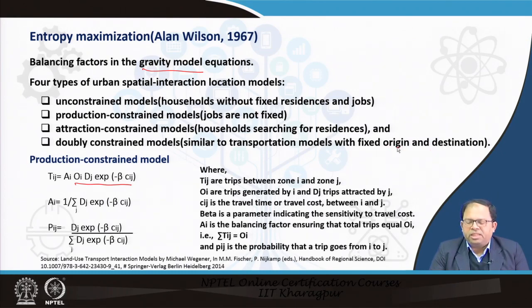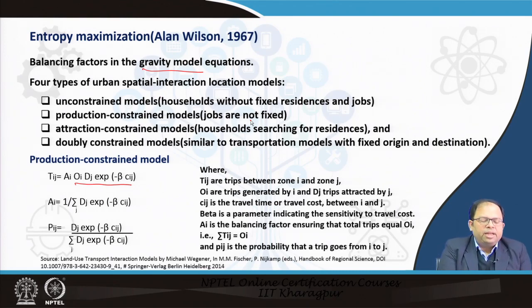So that means we have a fixed origin and a fixed destination. Based on the number of jobs available in the destination and the number of trips originating from a particular area, we can determine the total number of trips between this origin and destination. But if jobs are not fixed, that means we know where residences are, but jobs are not fixed. That means we need to determine where people will go for jobs.